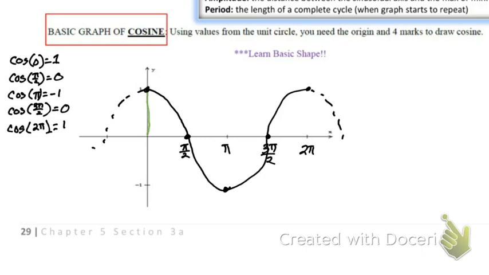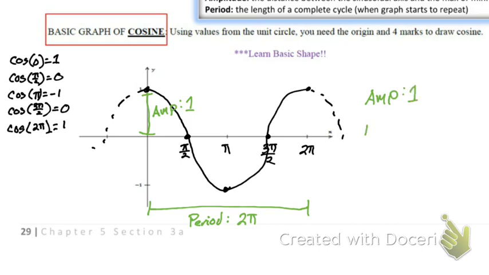Well, the amplitude is from the sinusoidal axis. So the amplitude in this case is also 1. And the period is 2 pi. All right, so our amplitude is 1, always positive. The period is 2 pi, which is also called 1 cycle.